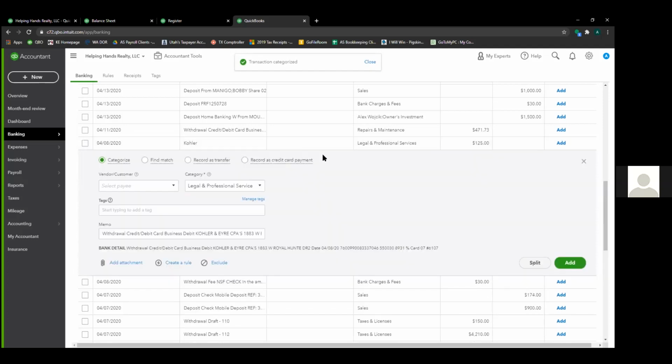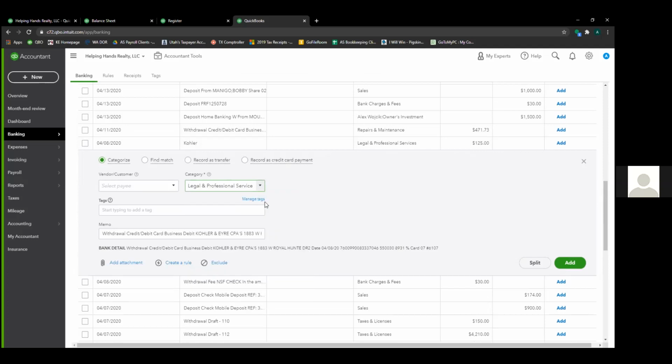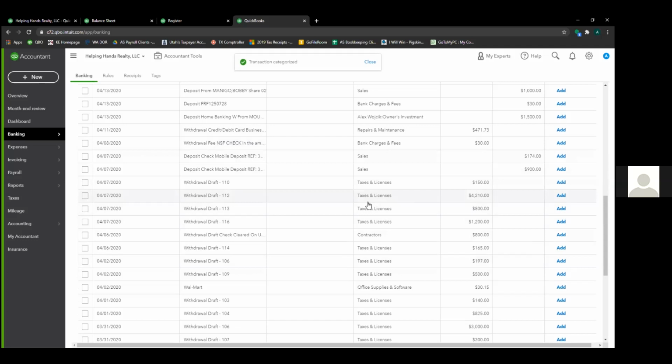So, and then Kohler here, 125. This looks like it was maybe a retainer or something. Legal and professional. This is another one that's not specific to a property. We're just going to hit it to this legal and professional services expense account. Yeah, makes sense. Okay.